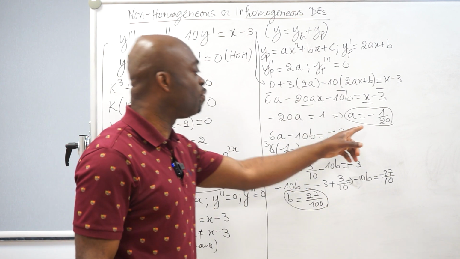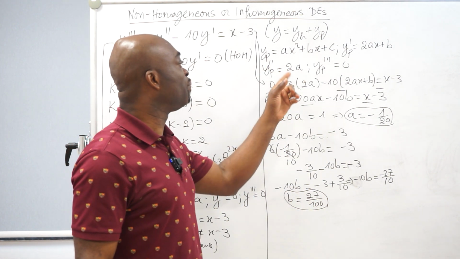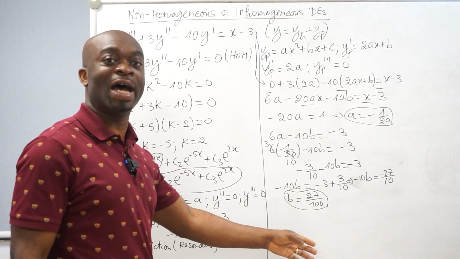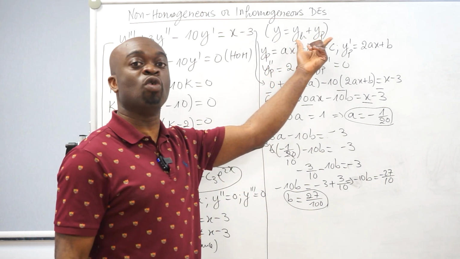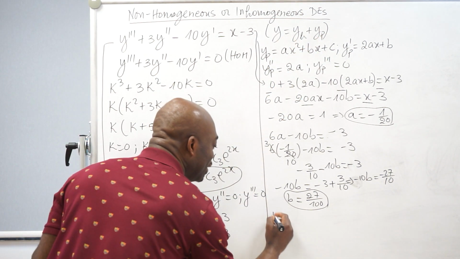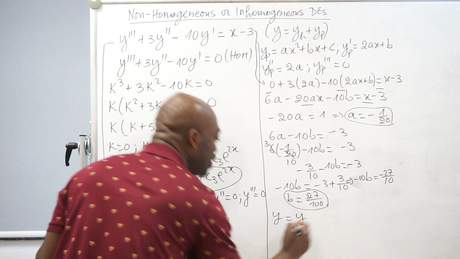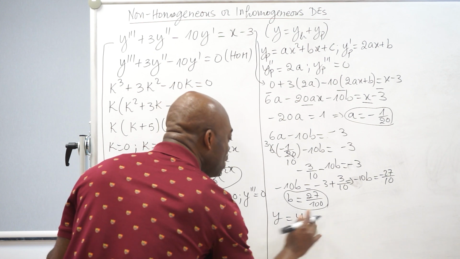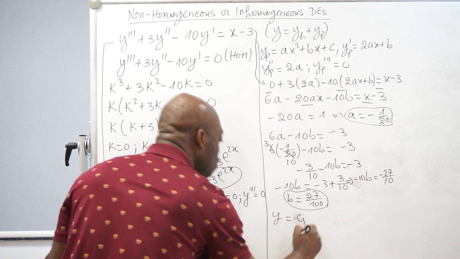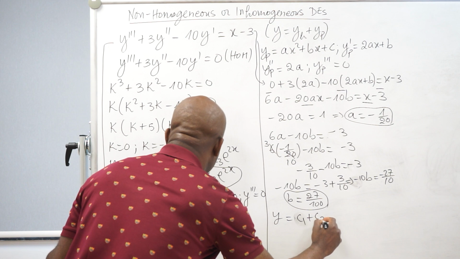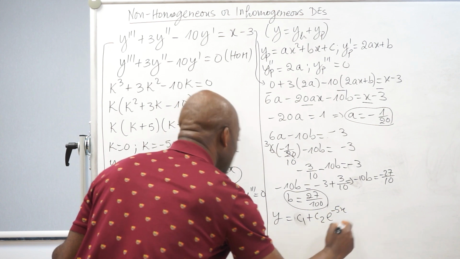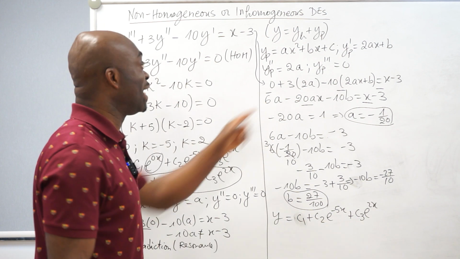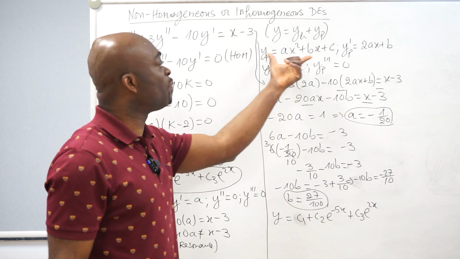Okay, so we know a, we know b. So for our y sub p, we can just substitute it in here. And without even doing that, we can just go and add the two of these. So y equals y sub h, which is C1 plus C2 exponential negative 5x plus C3 exponential 2x. And then we're going to add the y sub p, this is what you're using.